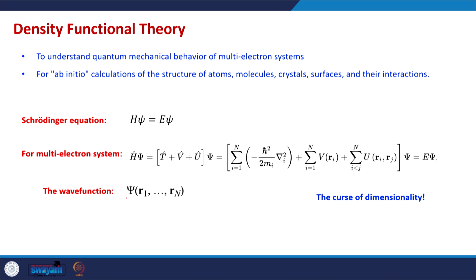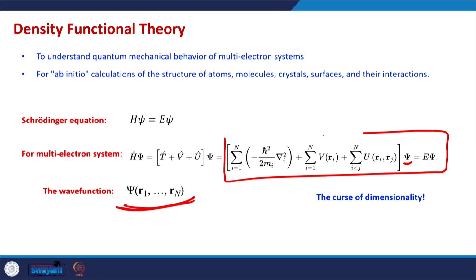Because as the number of electrons increases in a system, the dimension of the wave function increases, and correspondingly the dimension of all the operators, the Hamiltonian, will increase. The calculation will become just impossible. So we cannot directly solve the Schrodinger equation for this system. One reason is this, second is this interaction is also extremely difficult, this interaction.